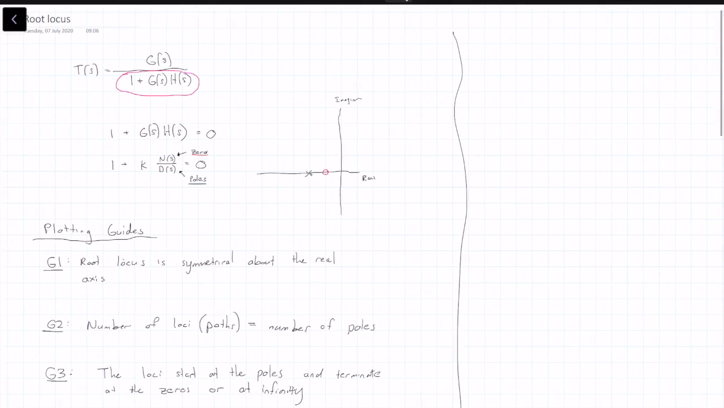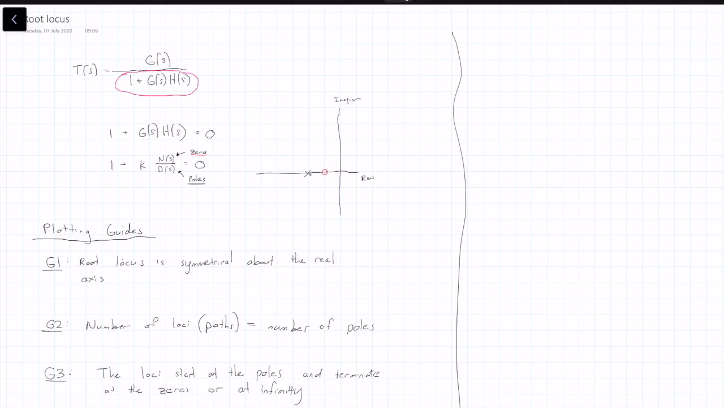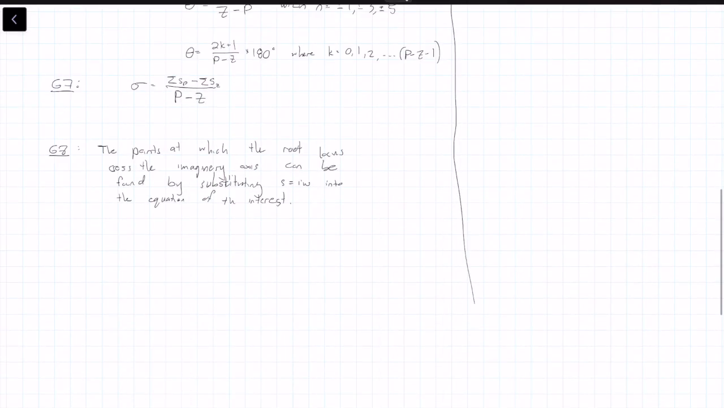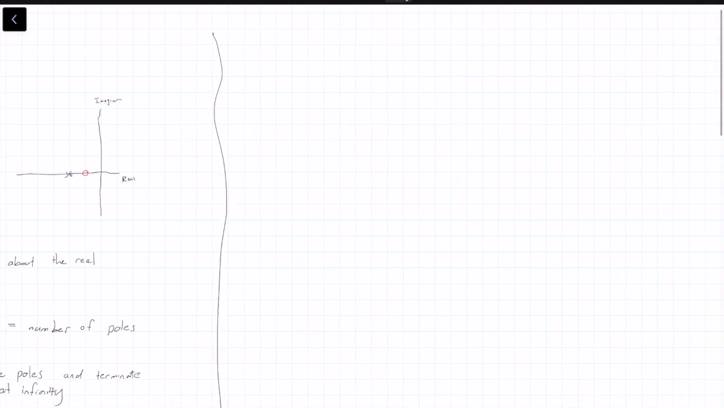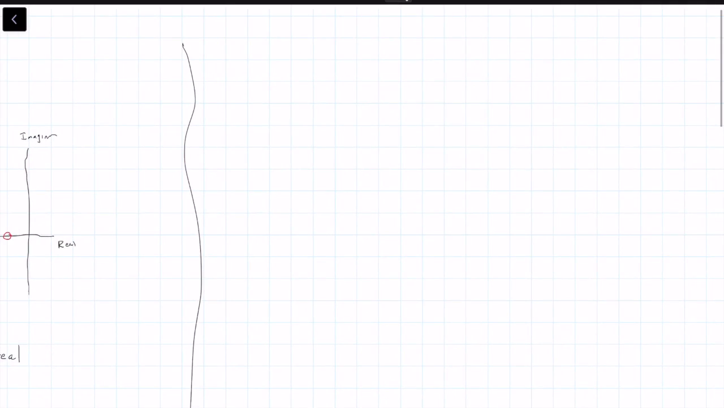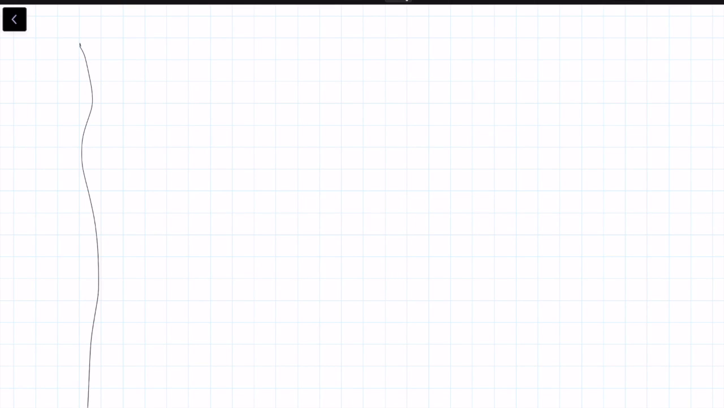This is part 2 of the root locus series. In the last video we went over just the guides for plotting a root locus, and in this video we are actually going to do an example using those guides. So let's call this example 1. The plan is to try and get through about 3 of these, if not more, just so that you have lots of examples to do.